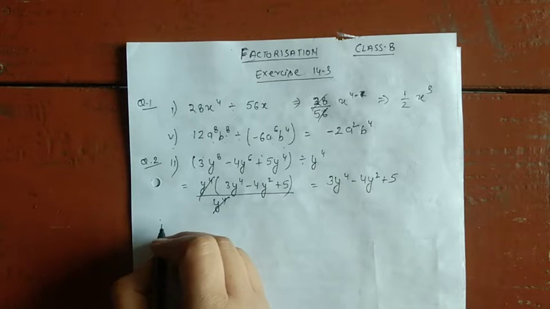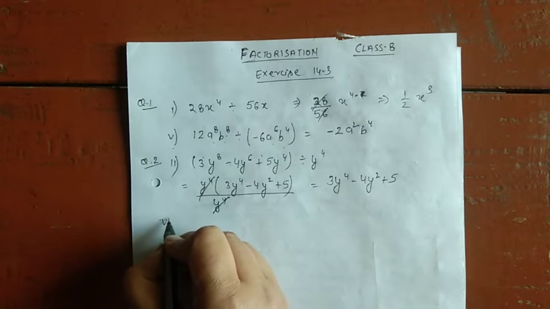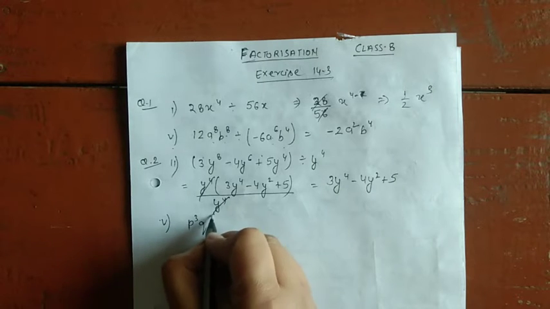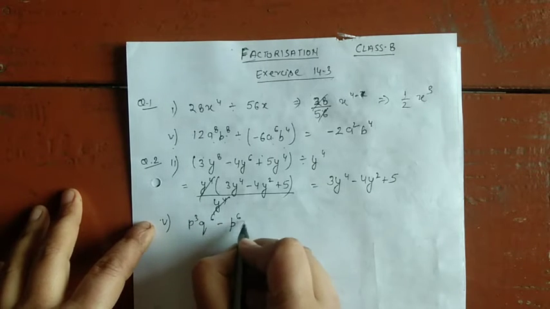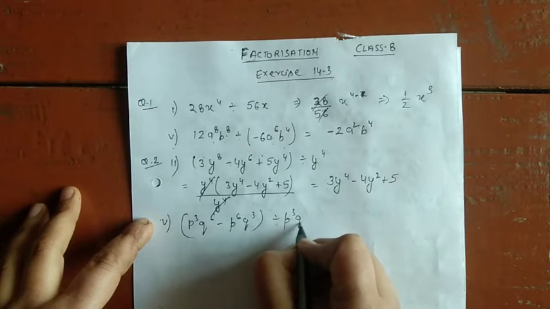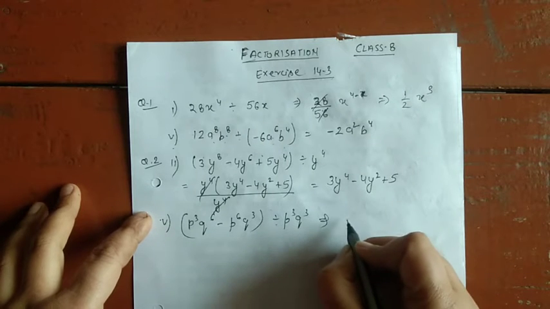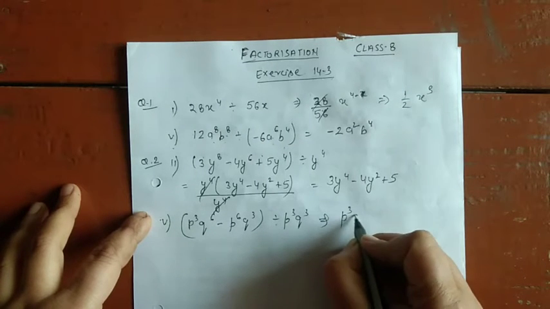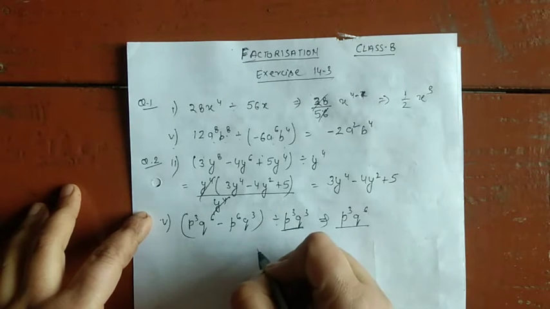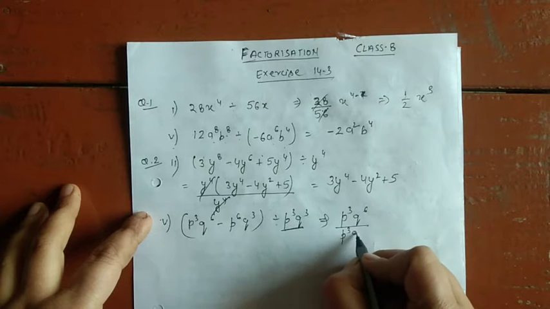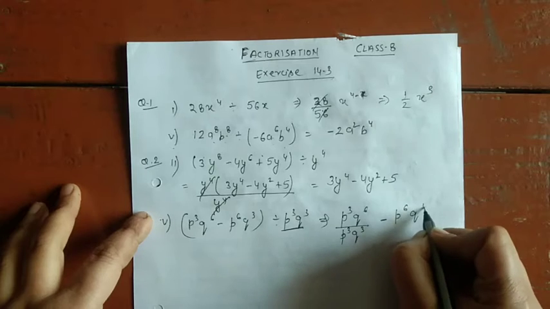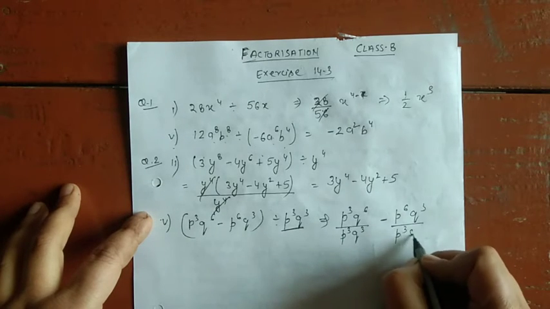One more part we will discuss. Let us see the fifth part. In our fifth part, the question is p to the power 3 q to the power 6 minus p to the power 6 q to the power 3, and it is divisible by p to the power 3 q to the power 3. So the second method also you can utilize: p to the power 3 q to the power 6, because what we are dividing by is a monomial. So I am writing the monomial in the denominator with the numerator again, minus p to the power 6 q to the power 3 upon p to the power 3 q to the power 3.